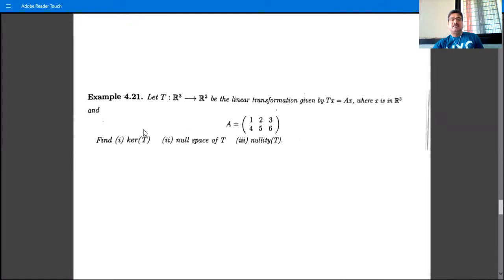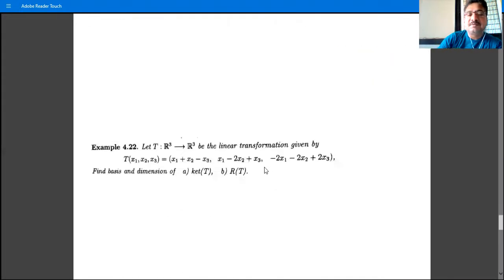So similarly, this is the linear transformation. A is given directly. The standard matrix is given, and we have to find the kernel of T, the null space of T, the nullity of T, and the rank of T. So find kernel of T as the null space of the matrix A. Null space here means the kernel of T. It is not the null space of T, it is the range of T. Find kernel of T and range of T, right here, range of T, not null space of T.